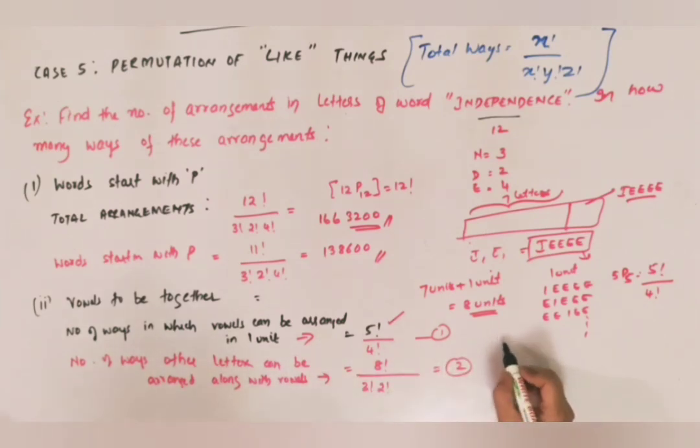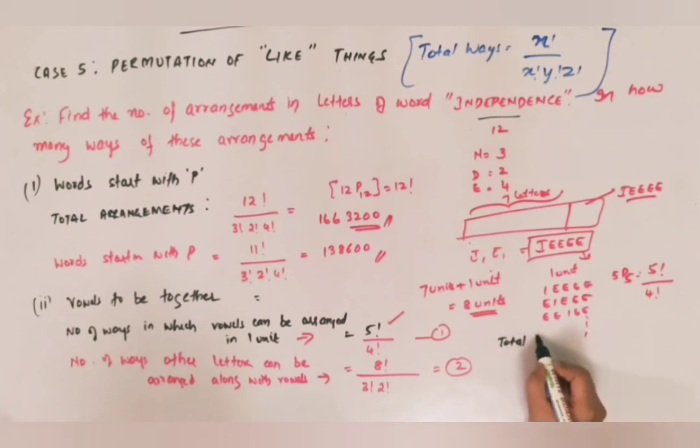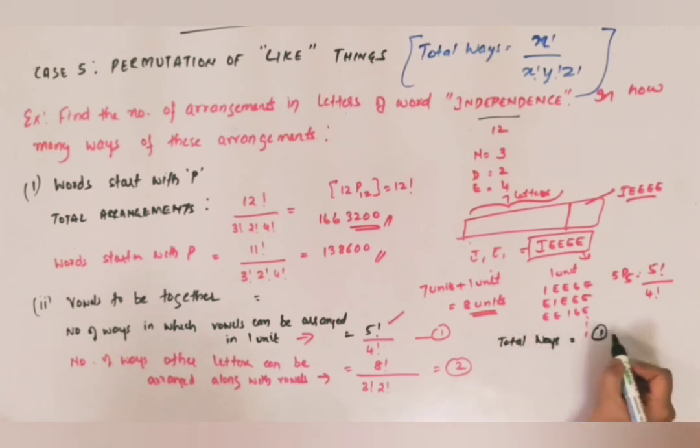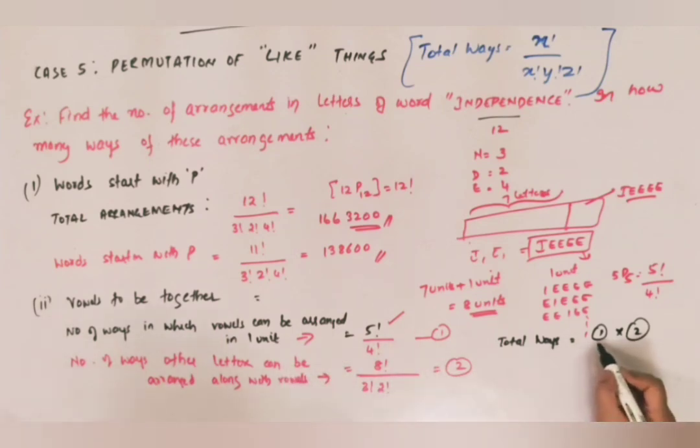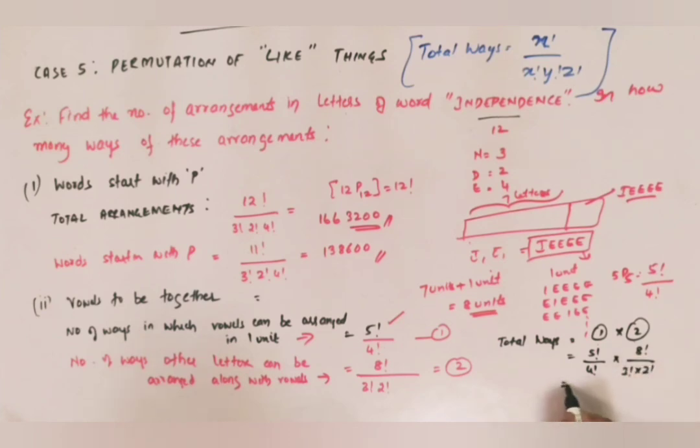The final step: total ways is 1 into 2, using multiplication, because we are trying to find a word with different arrangements of letters. So basically you're finding one group. So you're going to multiply vowels and the other letters. You're going to get 5 factorial by 4 factorial into 8 factorial by 3 factorial into 2 factorial. So the total number of ways is 16,800.